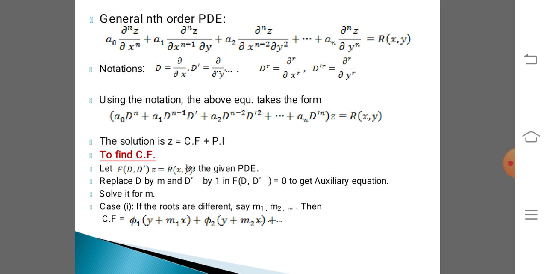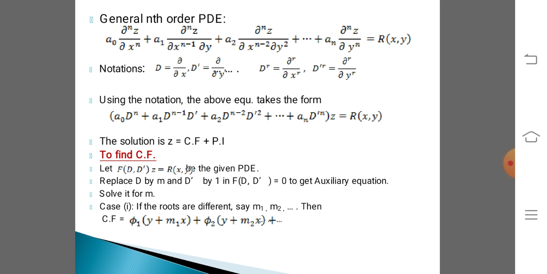So here we use two standard notations, that D = ∂/∂x, D' = ∂/∂y. By using these two standard notations, the general nth order PDE takes the form (a0 D^n + a1 D^(n-1) D' + a2 D^(n-2) D'^2 + etc. + an D'^n) z = R(x,y).